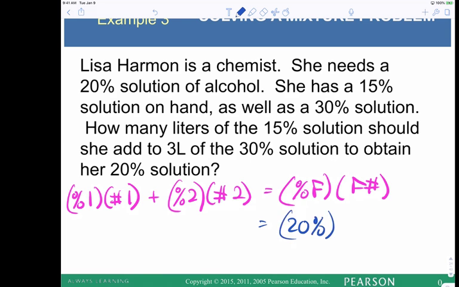She has 15%. So where can that go? Okay. So then 15% can go here. She also has 30% on hand, so we'll put that in the second one, right? How many liters? So if it says how many, that means that is our what? That's our unknown. So we're going to label that as X under which one?